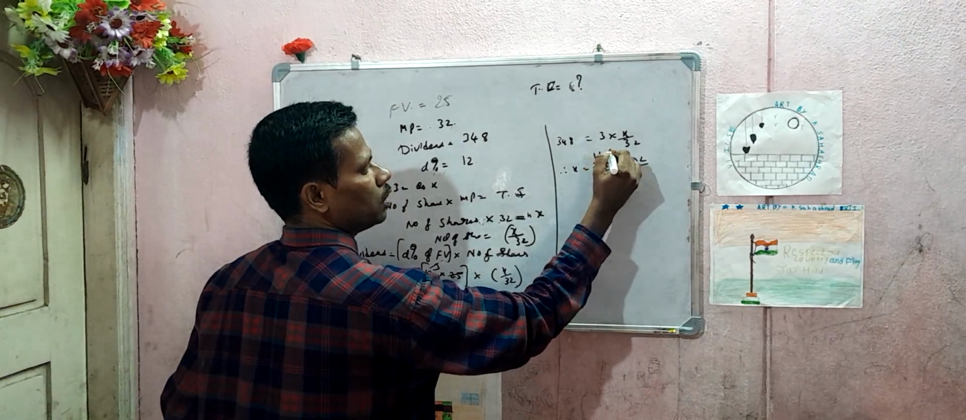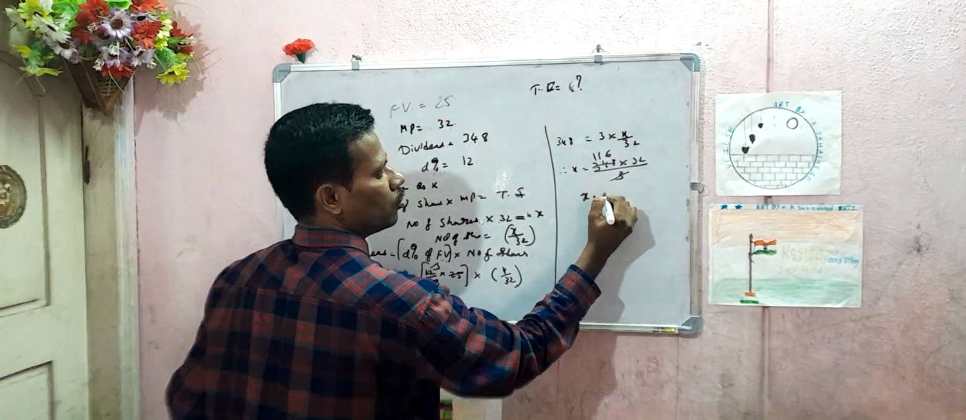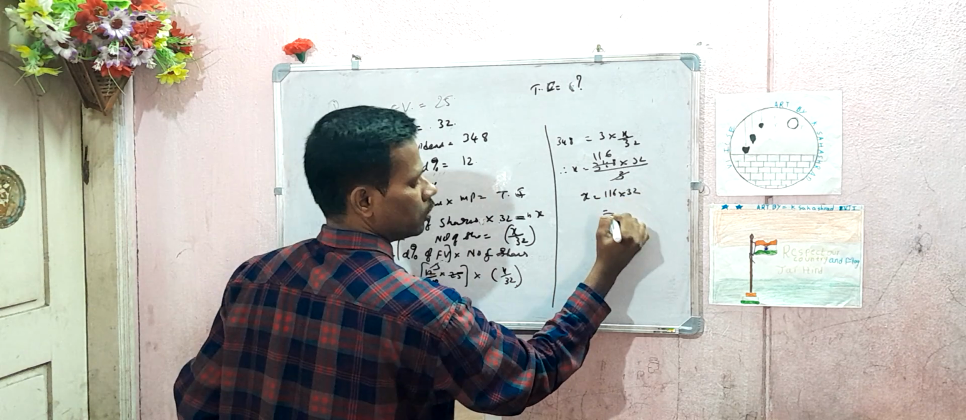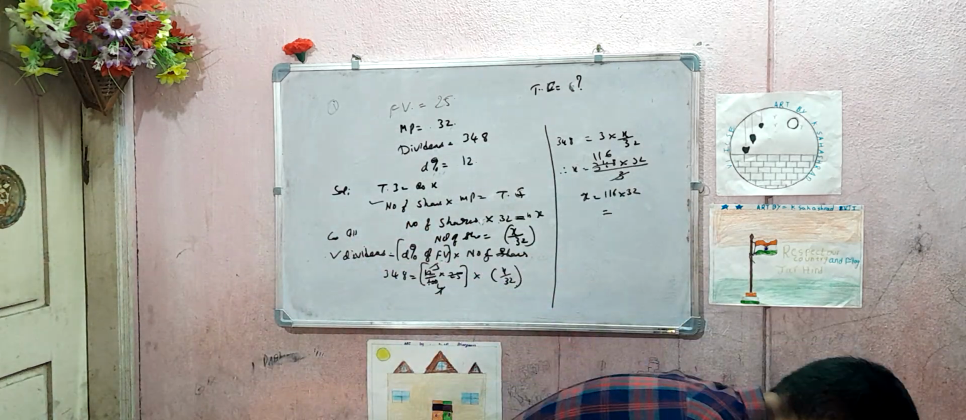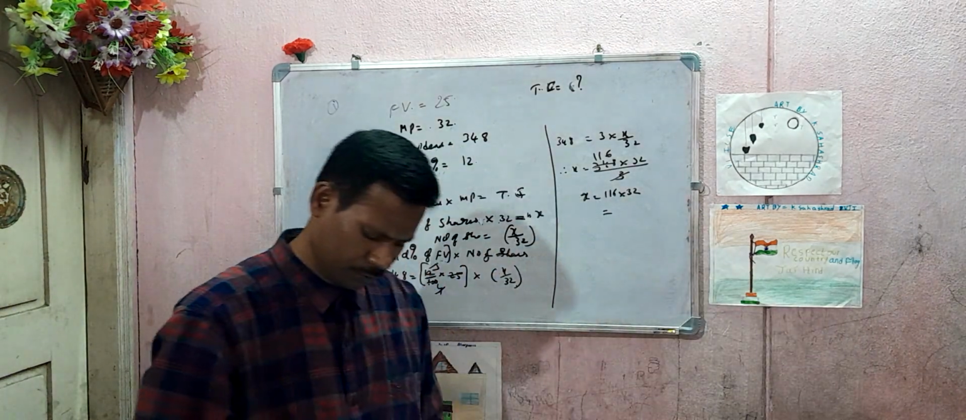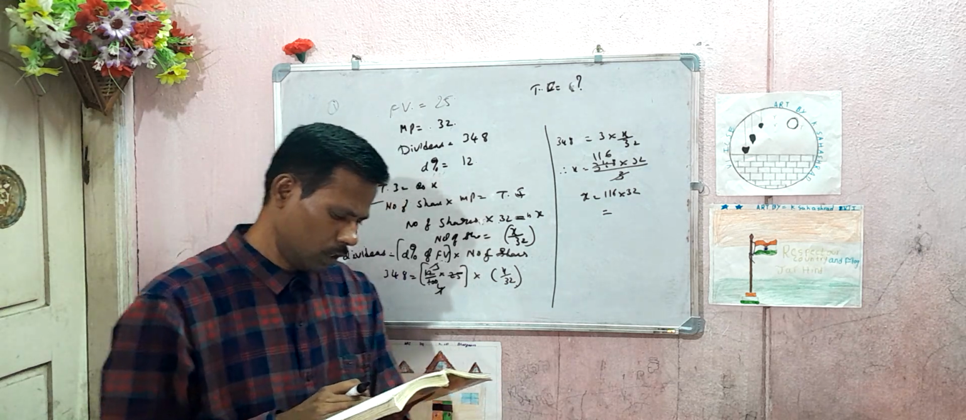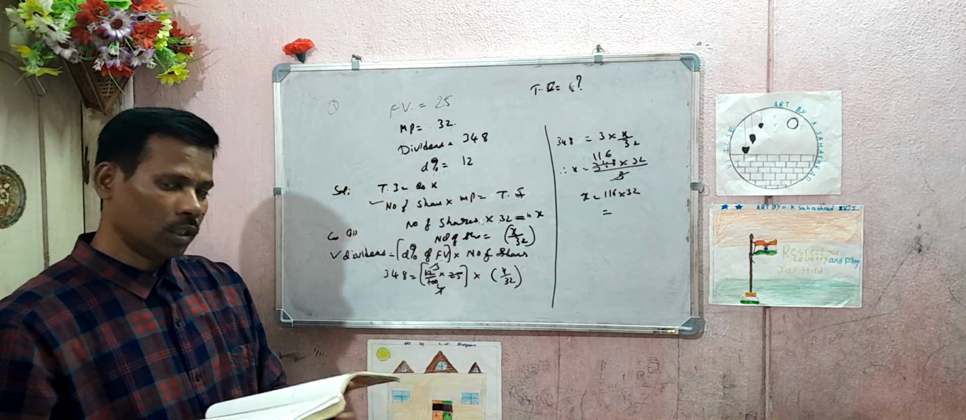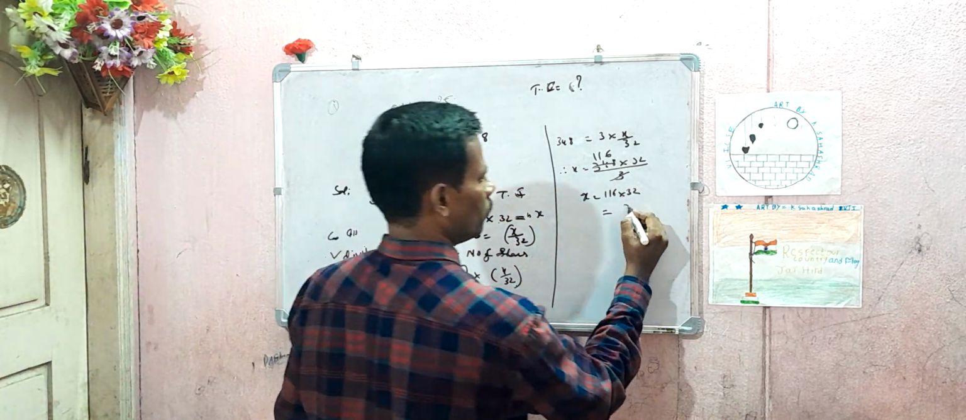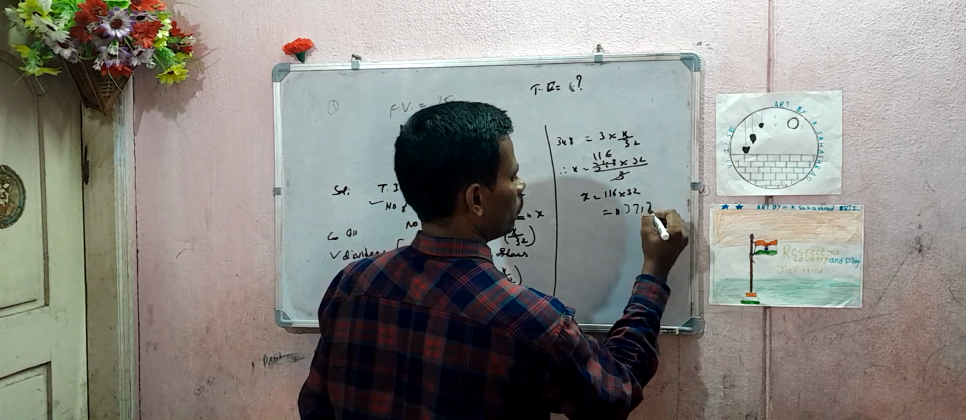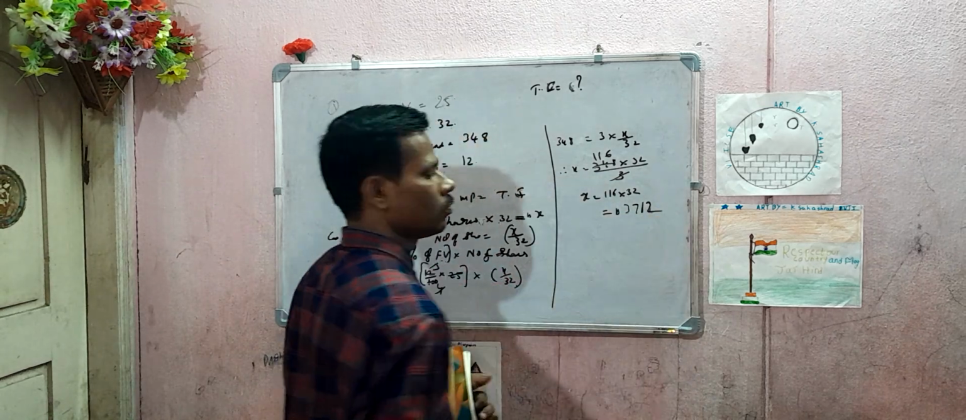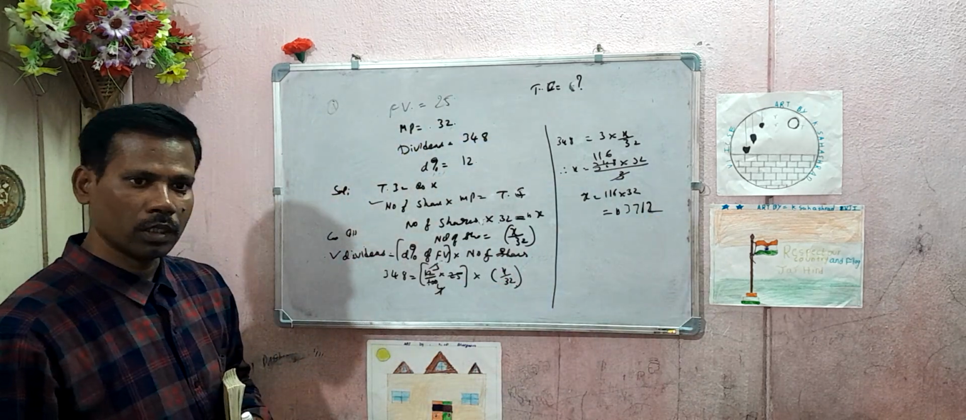3 11s are 33, 3 6s are 18. So X is equal to 116 into 32. 116 into 32 is nothing but 3712. So it's very simple.